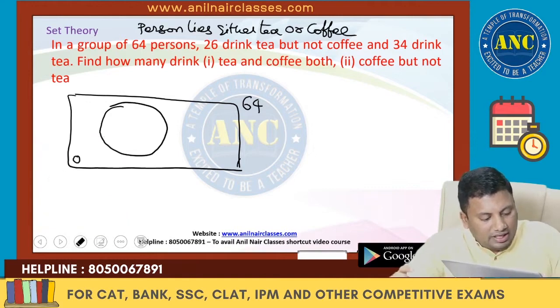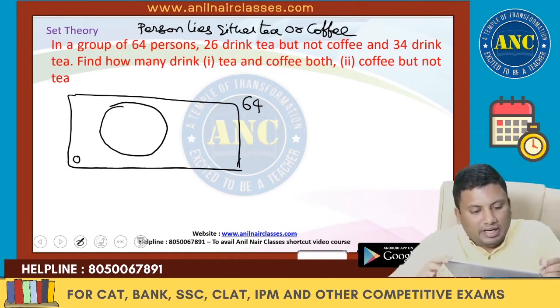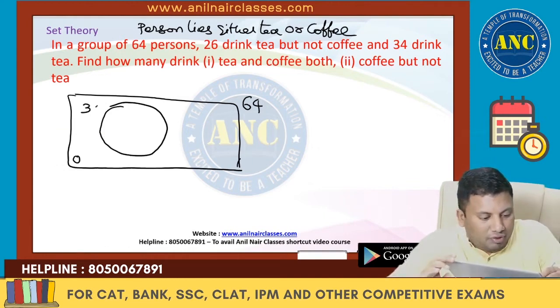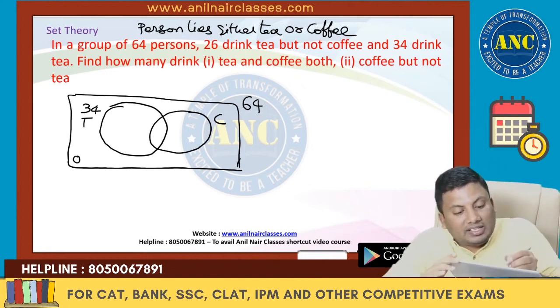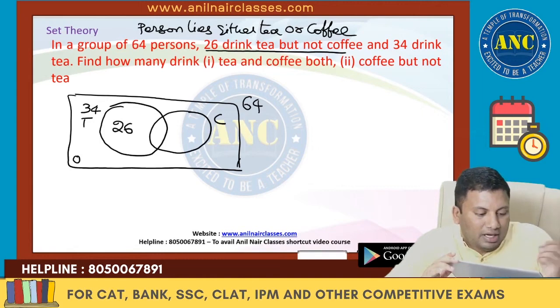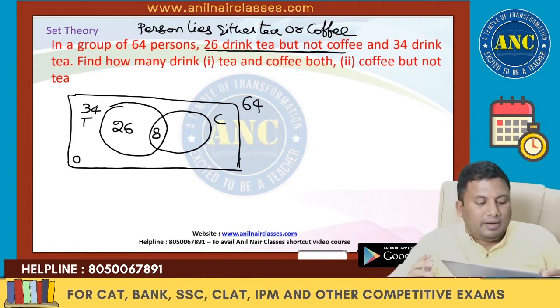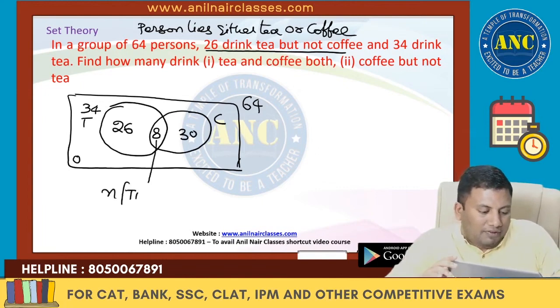There are 34 people who drink tea. Out of the remaining people who drink coffee, 26 drink tea but not coffee, which is A minus B. These are nothing but 8. 26 plus 8 is 34. These are nothing but 30. How many drink tea and coffee both? N of T intersection C, which is nothing but 8.